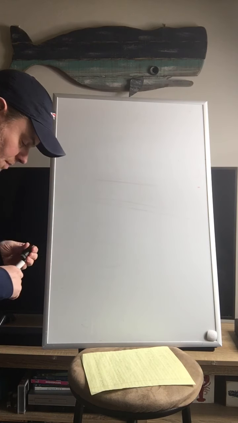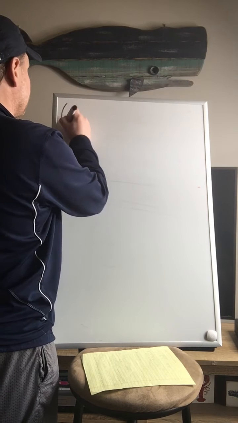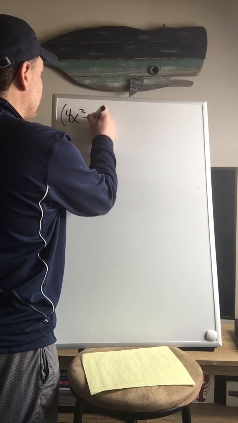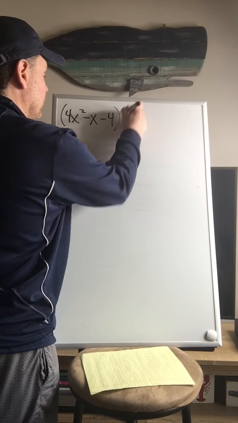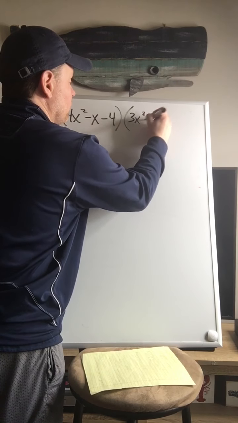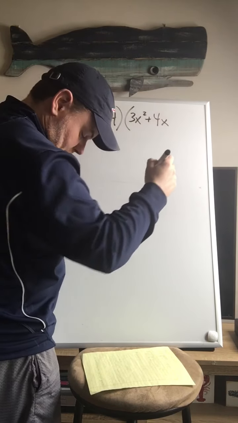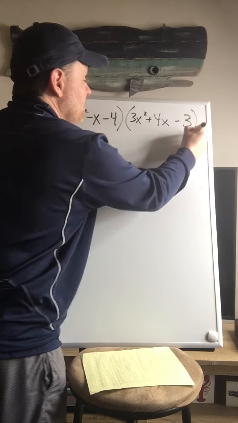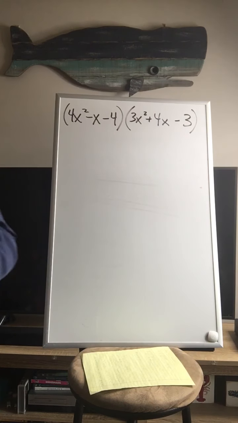So let's say, for example, I had 4x squared minus x minus 4, okay? And then 3x squared plus 4x and minus 3. These are 2 trinomials that I want to multiply together. Now, we're not going to do too many like this at all, because it's just tedious and long. But I do want to show you that it's possible to do multiplication of any length polynomial. Okay, so let's just do what we've been doing.